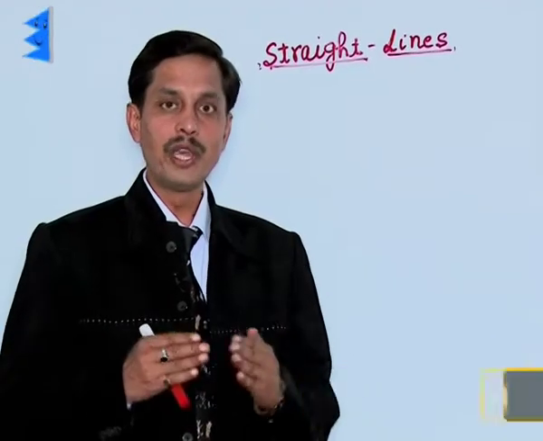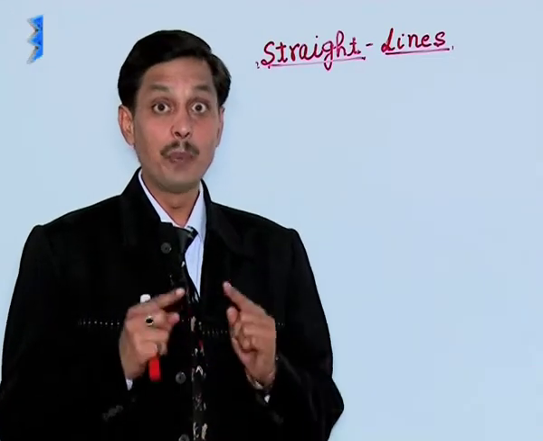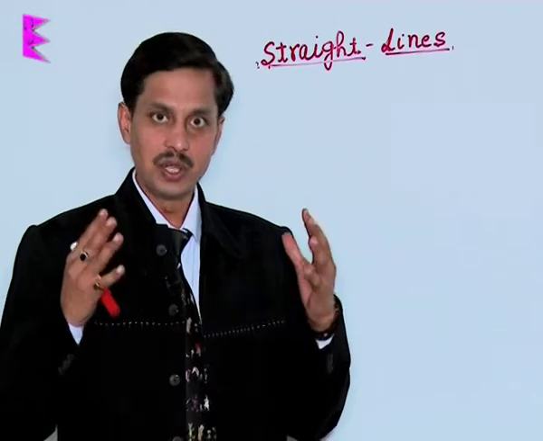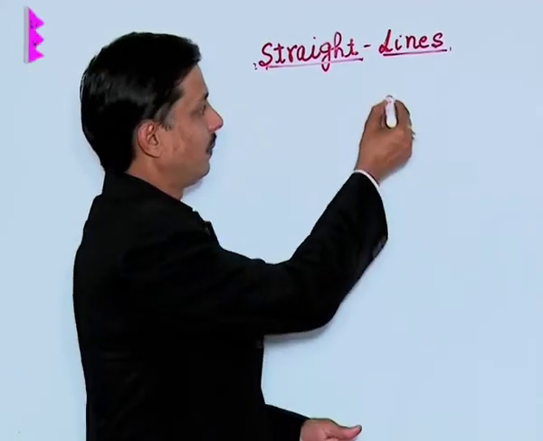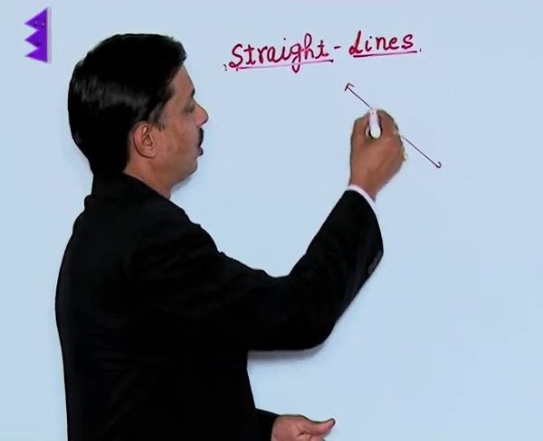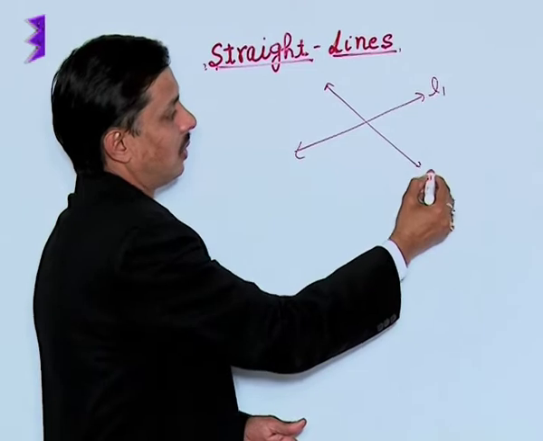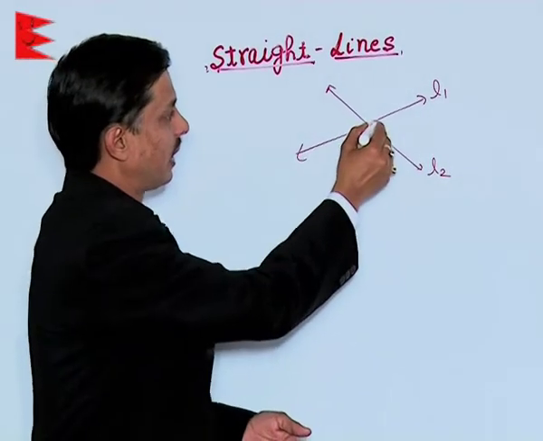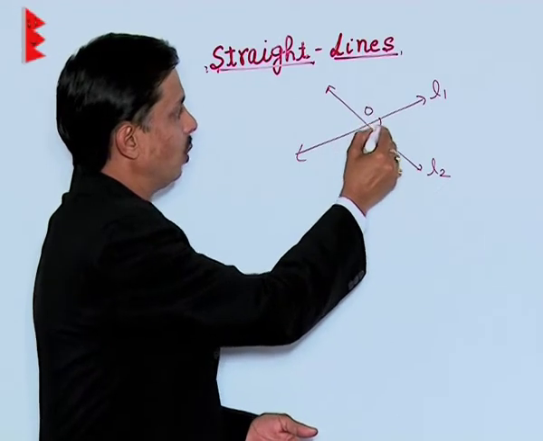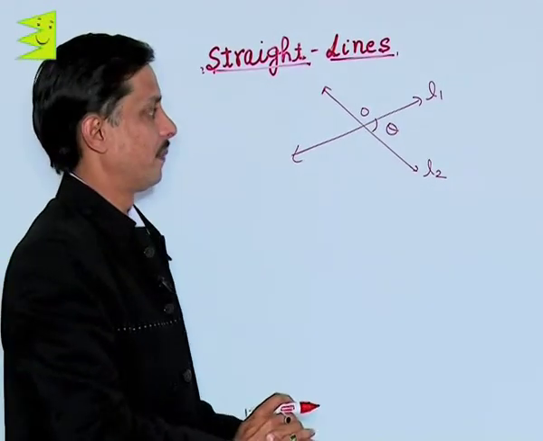Now I am going to explain how to find the angle between two lines if their slopes are given. Say for example, there are two lines. One of the lines is L1, the next is L2. These lines are intersecting at a point O, and one of the angles is theta.